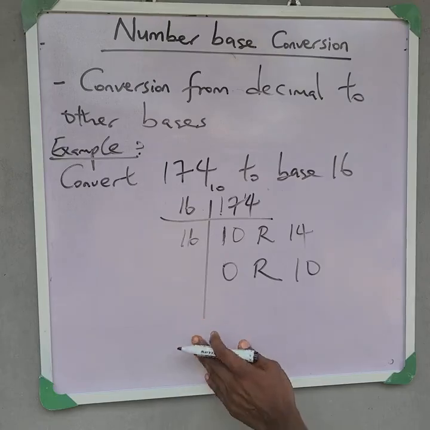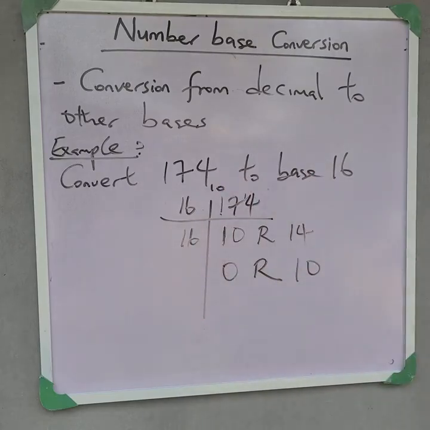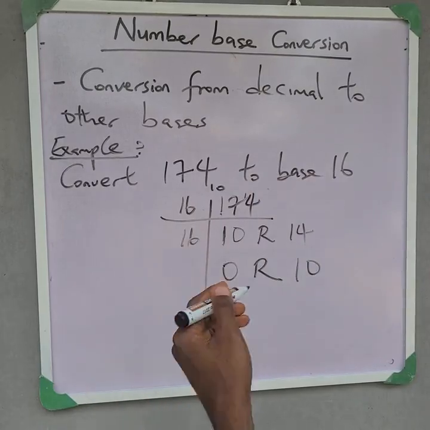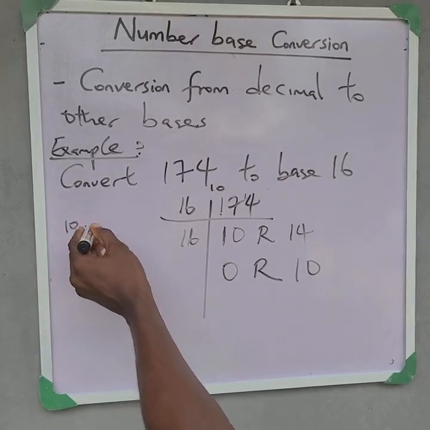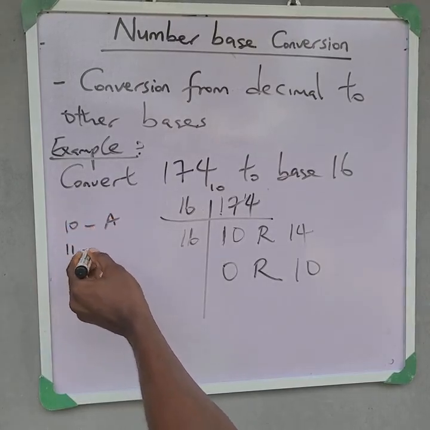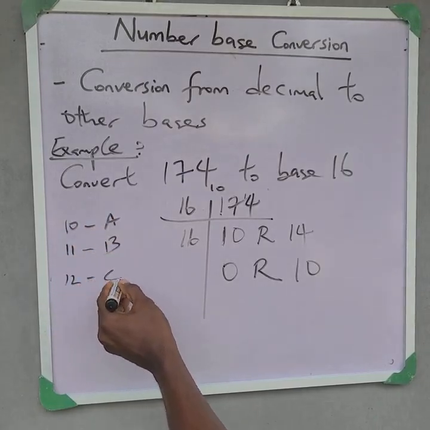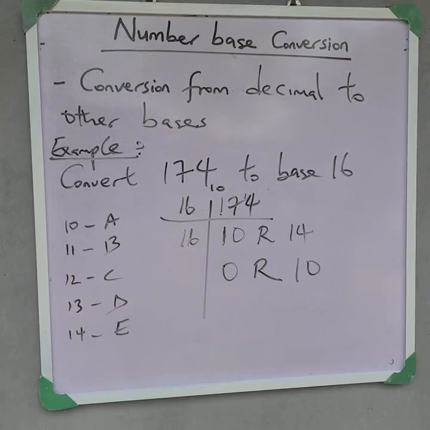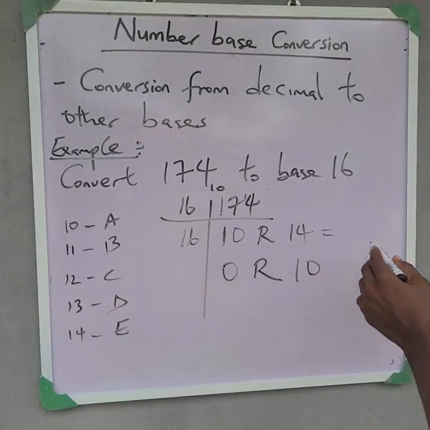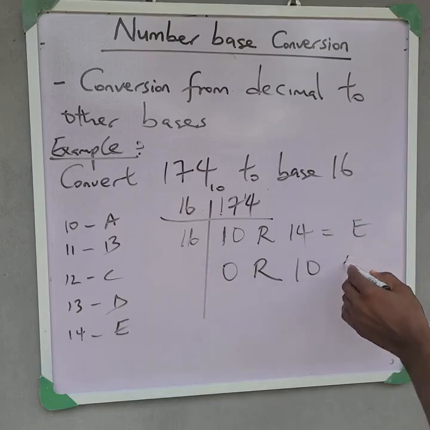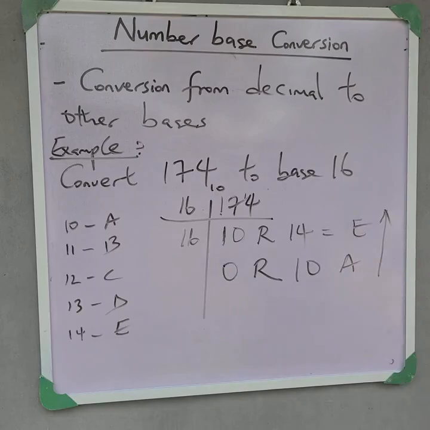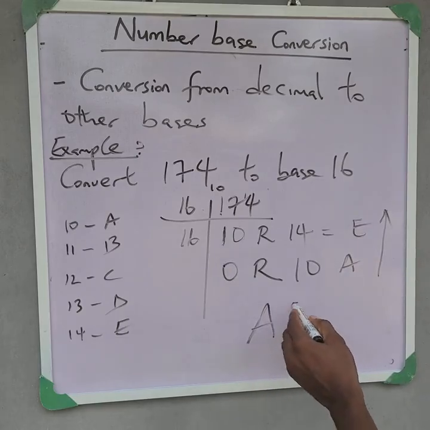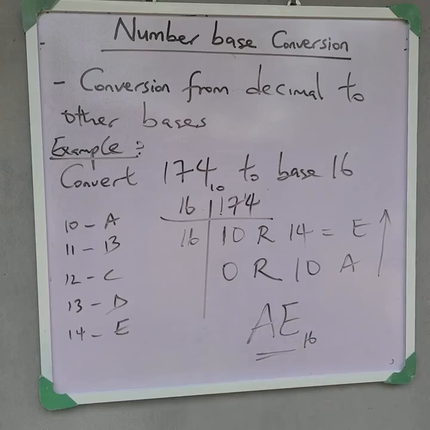Now look at this. You are converting to base 16. Mind you, I told you in the other series that 10 is A in base 16, 11 is B, 12 is C, 13 is D, 14 is E. So this is 14, which is E, and this is 10, which is A. When you count from down upwards, you have AE in base 16. So converting 174 base 10 to base 16 is AE.